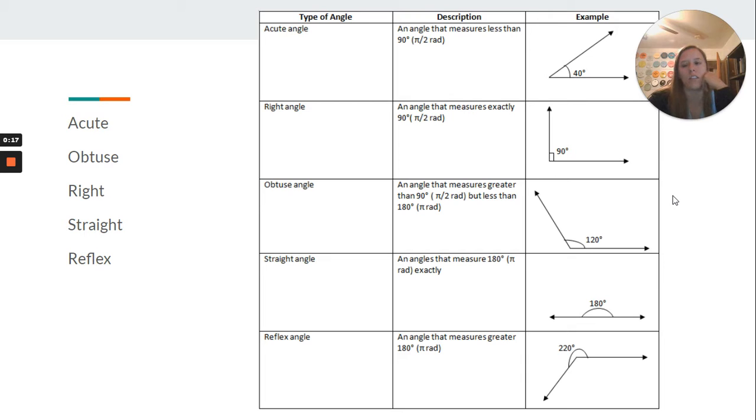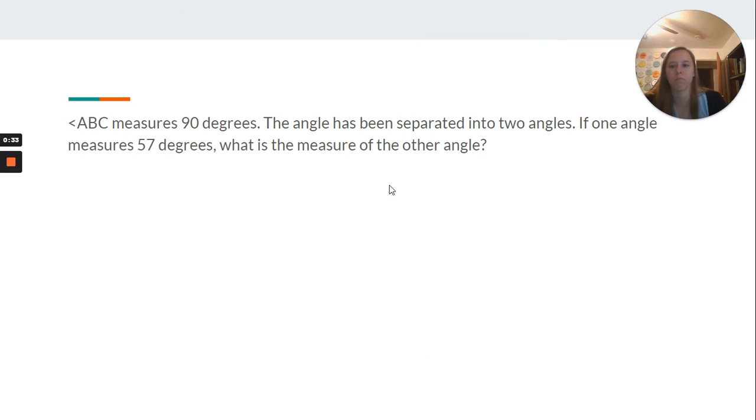So first we're looking at angles. You have acute, which is less than 90 degrees, obtuse, more than 90 degrees, right, which is exactly 90, straight, which is exactly 180, and reflex, which is more than 180. So you have those 5 different types of angles.